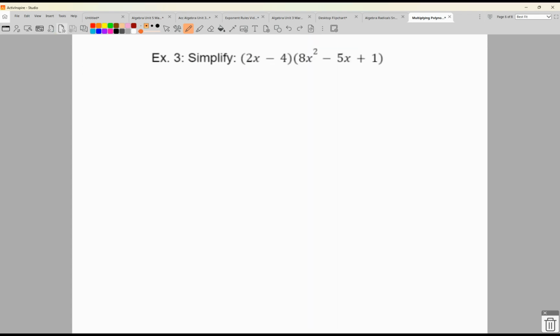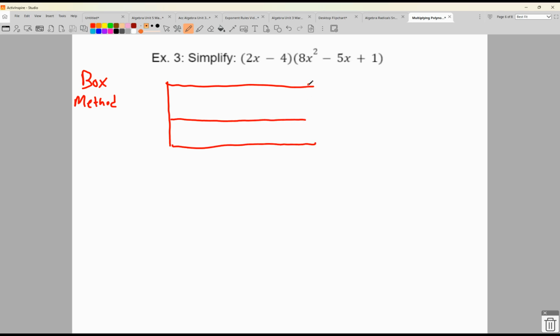For example 3, we're going to use the box method. I'm going to go ahead and make myself a box, longer than it is tall. I'm going to put my first polynomial, this 2x minus 4, going down the side. So 2x and negative 4. I'm going to put my second polynomial up top. So I've got 8x squared minus 5x and plus 1. All I'm doing is separating each one of my terms by a line.